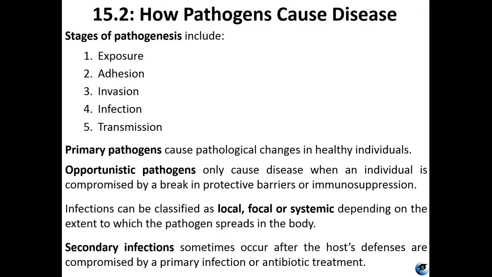Or this can happen in someone who has immunosuppression, so someone who already has a low white blood cell count. Any number of things can cause immunosuppression. Somebody that is dealing with leukemia, for example, or is infected with HIV, and then they're exposed to another pathogen, those would be opportunistic pathogens.